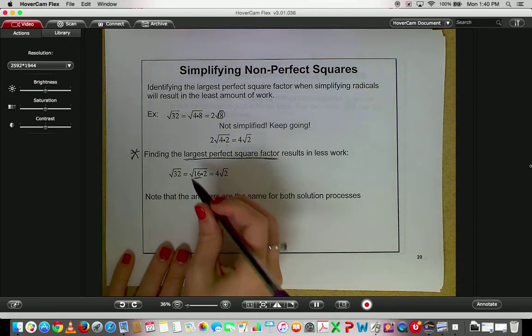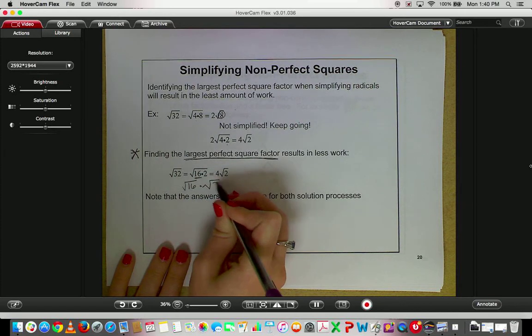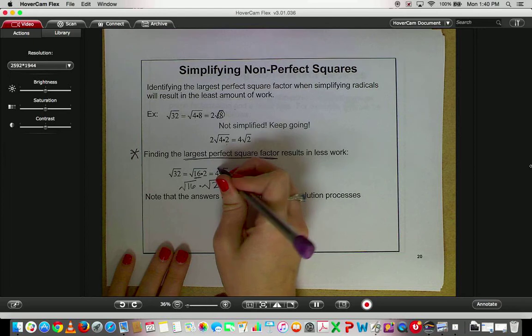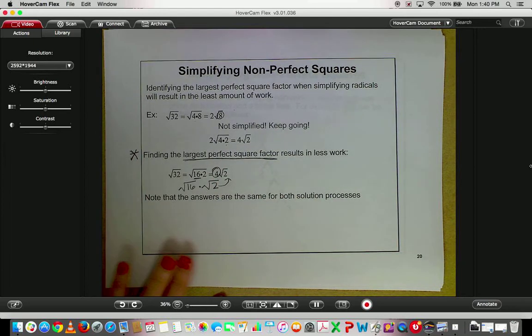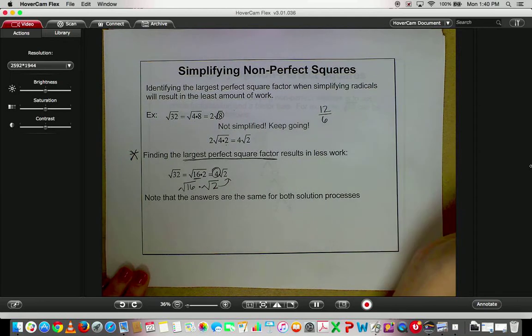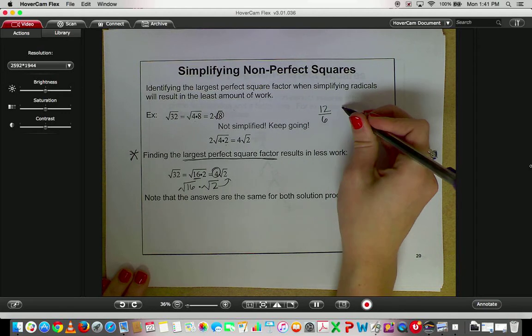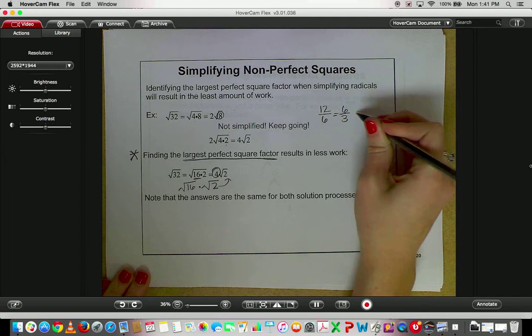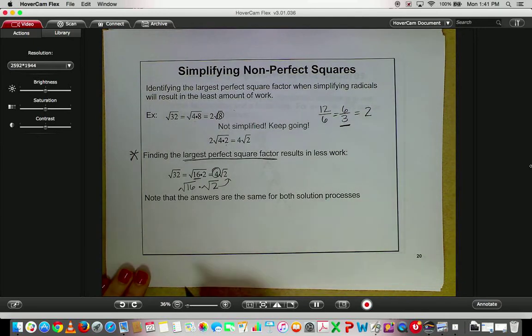So all they did was rewrite this as the square root of 16 times the square root of 2. The square root of 16 is 4, and the square root of 2 does not simplify, so you leave it as 4 square root of 2. Okay, so it's just like if you had 12 over 6 when we're simplifying fractions. We all know that the answer to that is 2, but if you divide both these numbers by 2, because they're both divisible by 2, you would get 6 over 3, which is still 2, but you had this extra step. Okay, so that's what they did here.